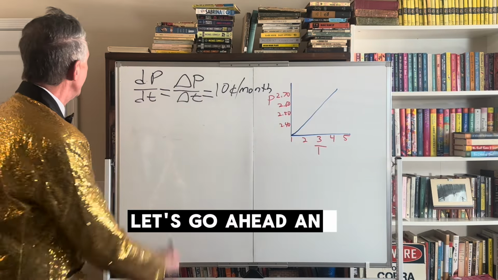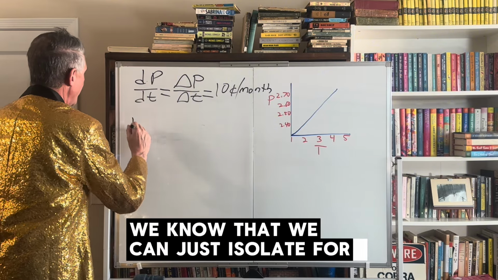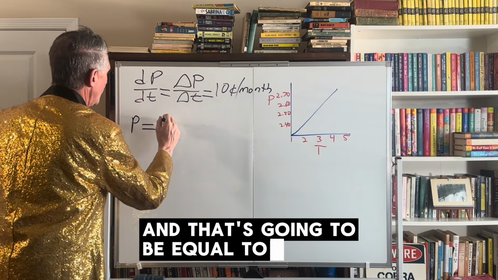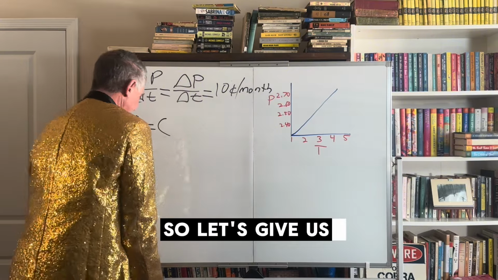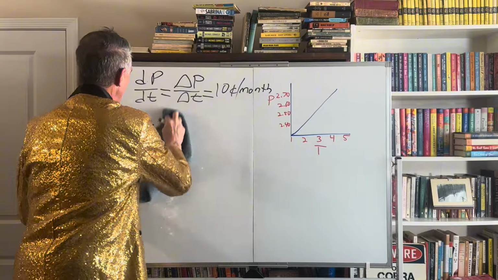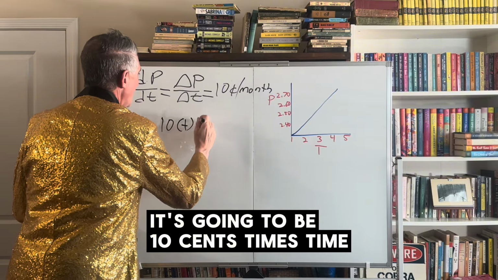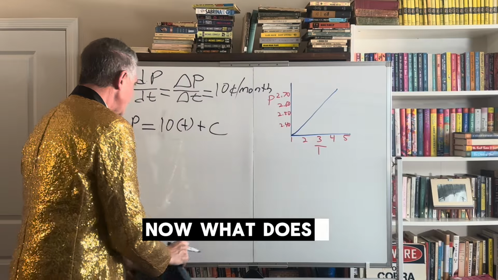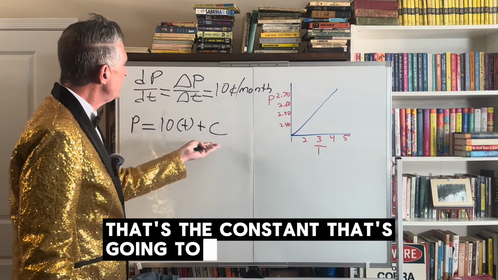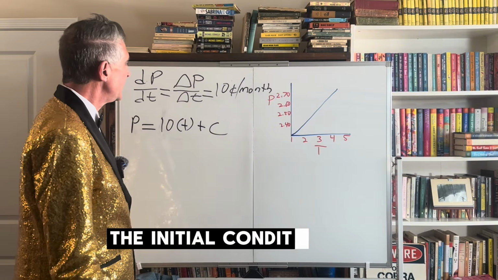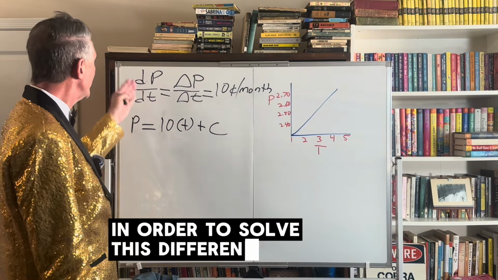Let's go ahead, we're trying to solve for the price. We can just isolate for P, and that's going to be equal to, we know it's 10 cents per month, so it's going to be 10 cents times time plus C. Now, what does the C stand for? That's the constant, the initial condition. We need to know what this initial condition is in order to solve this differential equation.